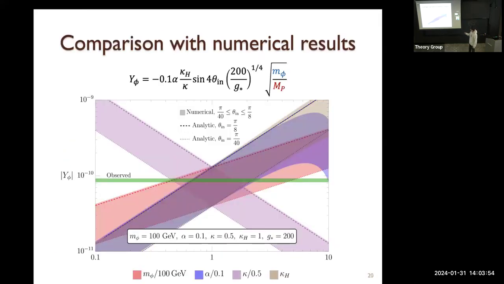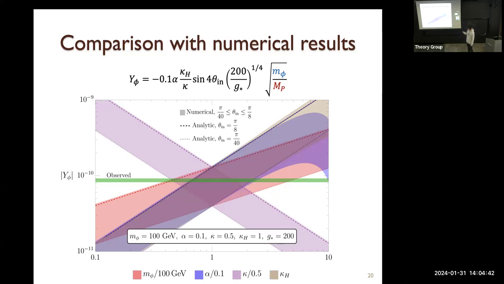Okay, so this is a comparison of this analytic expression with the numerical result. For the numerical result, we numerically solve the differential equation for phi, and we calculate Y_phi directly from the phi values. This is the Y_phi observed value, because we want to ignore this minus sign, and this green band is the observed baryon asymmetry. This is a result for benchmark values for m_phi, which is order weak scale, and the other parameters are order one and g_star is 200. This color band is the case where one of the parameters is varied by order one, down and up.